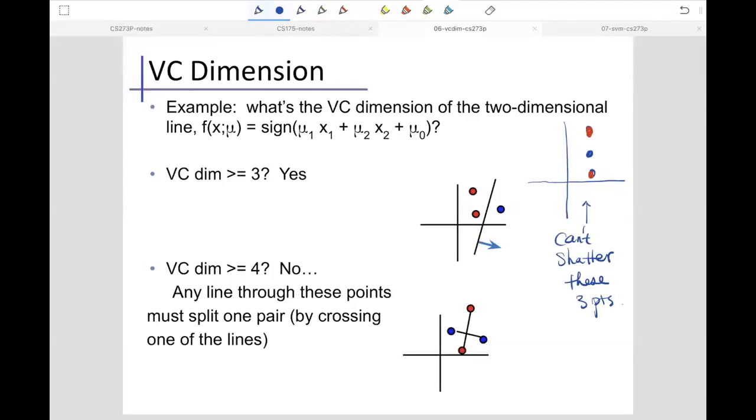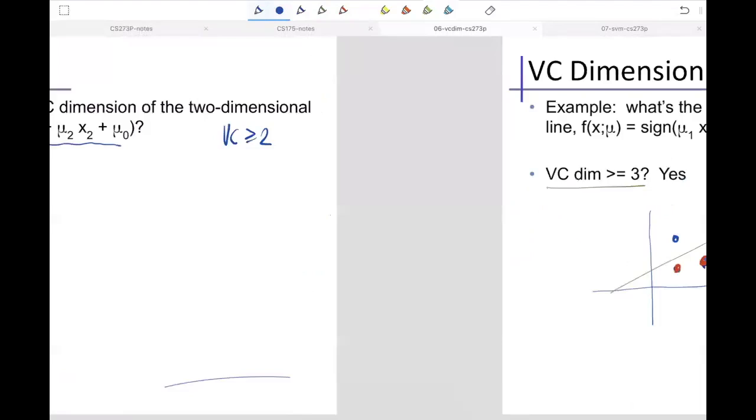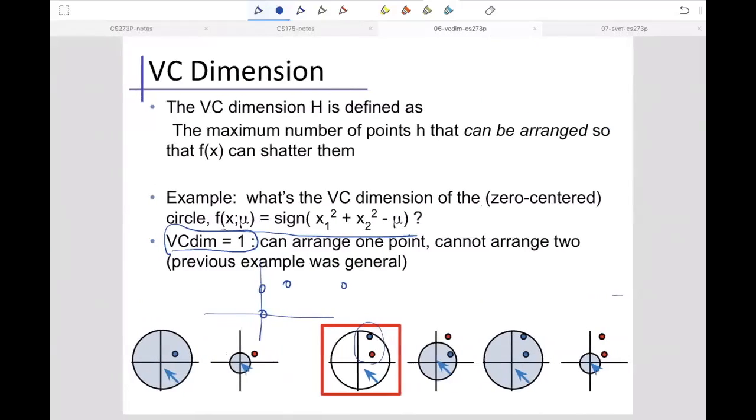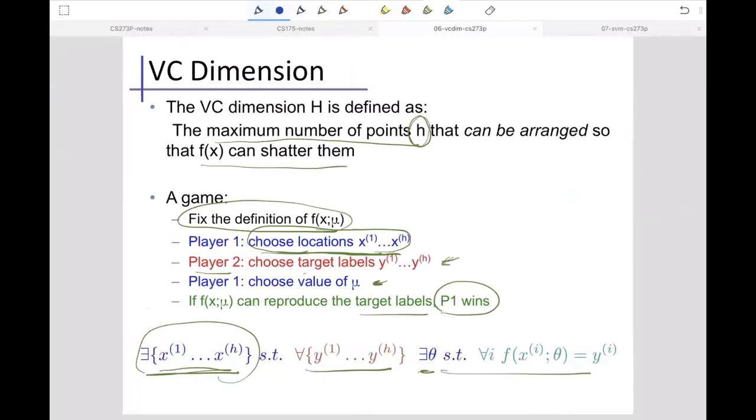That is the reason the VC dimension is defined this way: it does not ask you to shatter all possible organizations of 3 points. You only need that you can pick some choice of the points that your model can shatter, and then that's okay. So that's the reason you have this game here.